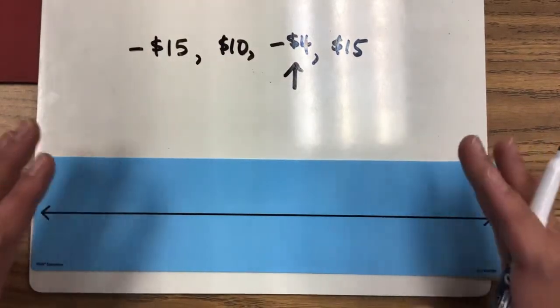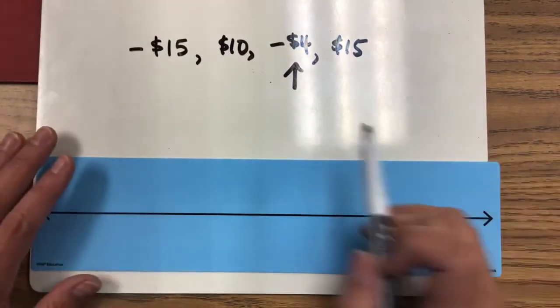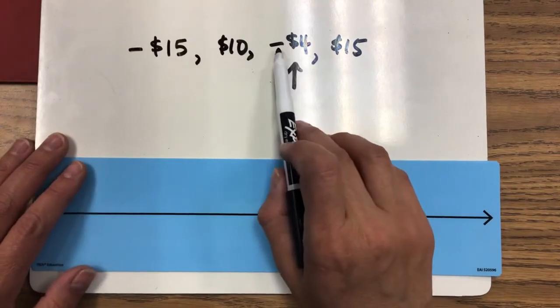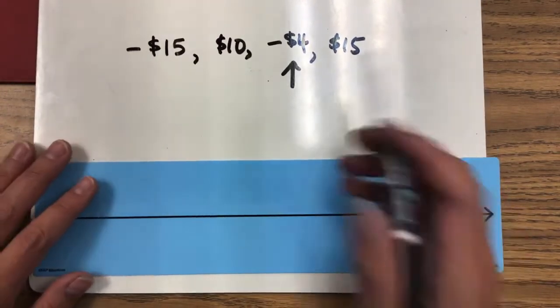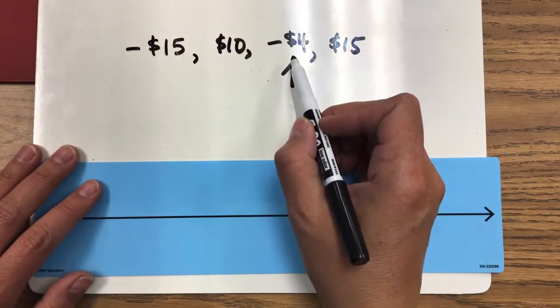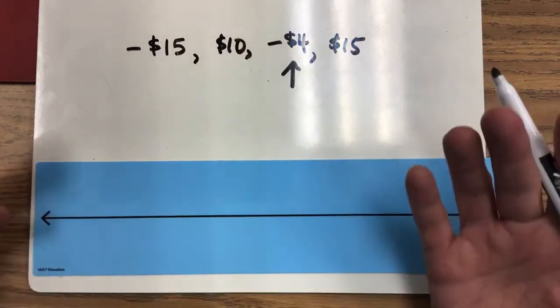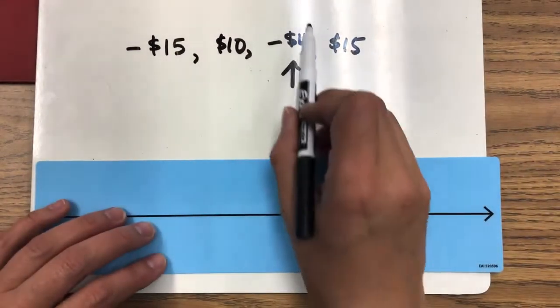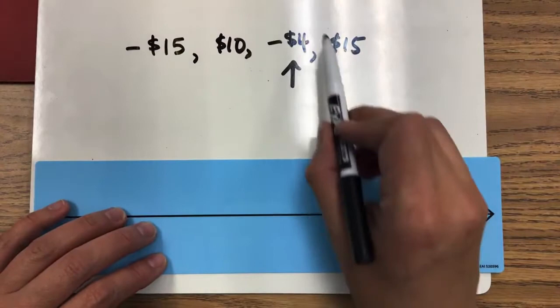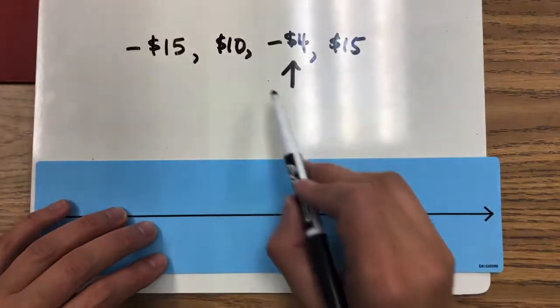So we're not talking about how much is in the bank. We're talking about transactions. A transaction of minus $4 or negative $4 would mean that the bank account went down by $4. So we're not sure how much it started out as, but it went down by $4. That's what a transaction of negative $4 or minus $4 represents.